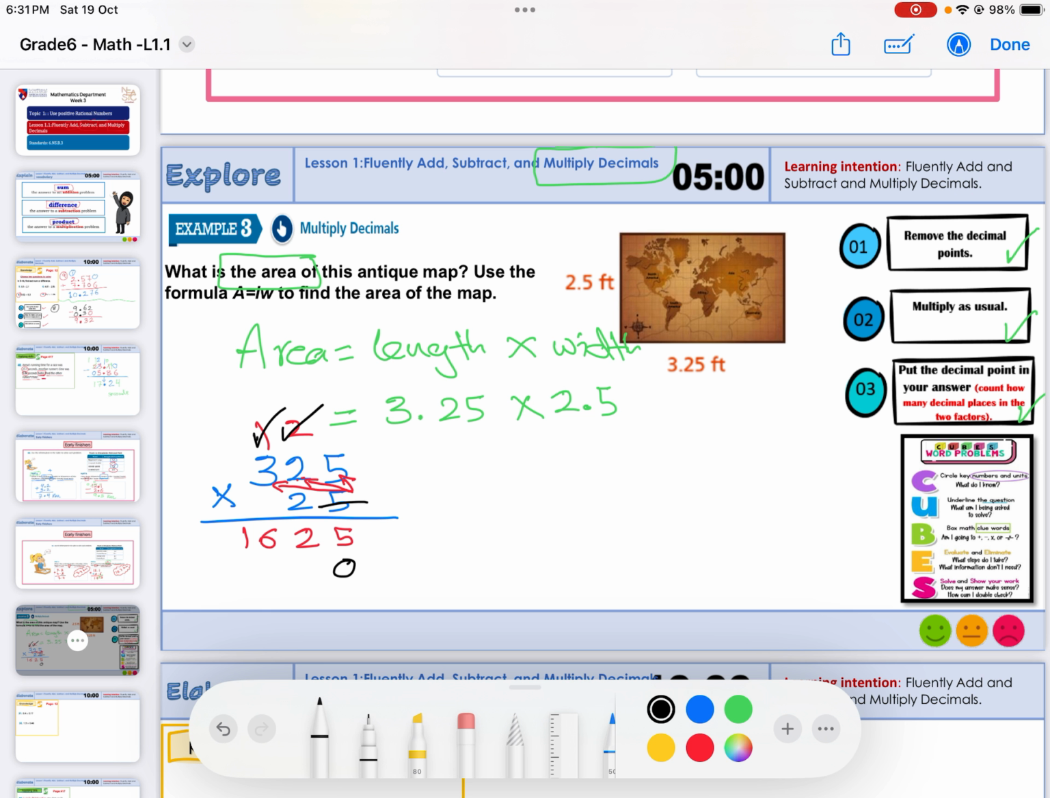Okay, now I'm done with the 5. Just in case I don't multiply it again, I cross it. Now I'm going to go to the 2, to the tens place. Do the same as I did with 5.